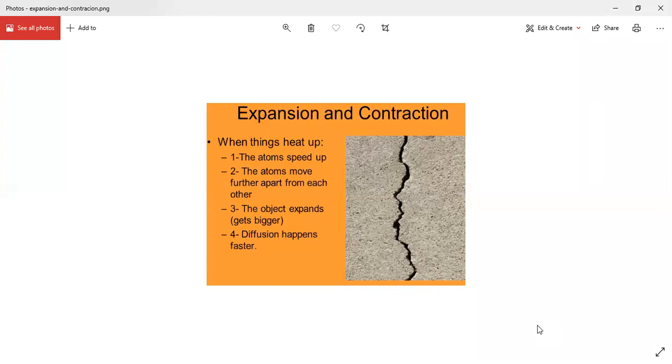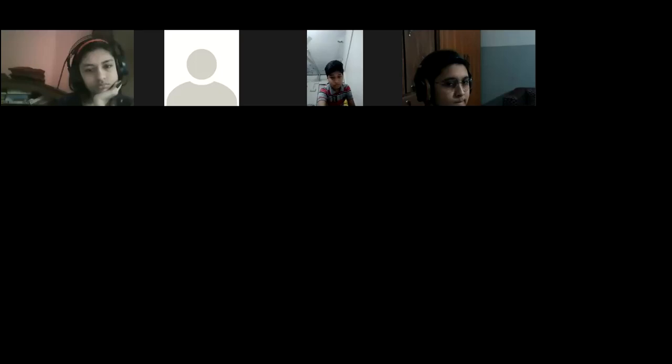Now over here also they are telling us the same thing: what happens when anything heats up? Again they are giving us the example of solid only. The atoms speed up, the atoms move further apart from each other. Now what are atoms? Atoms are those tiny particles which are combined together to form a solid. The object expands, gets bigger, diffusion happens faster. All right, same thing they are explaining, but the words are changed, and they also explain it regarding solids only.